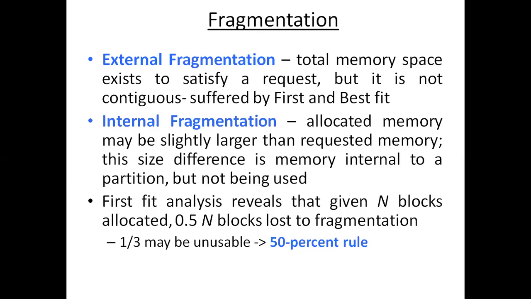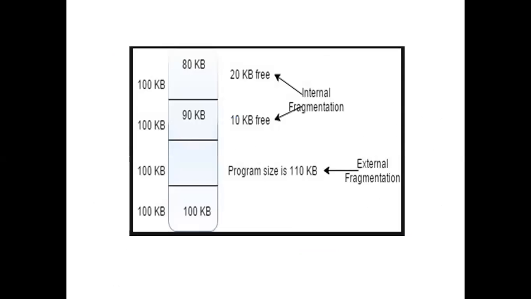This can be better understood with this example. If you can see, the size of each memory block is 100 kilobytes. Let's say this is a process which is occupying only 80 kilobytes of memory. So what is the free space over here? 20 kilobytes. And the second, you have a 90 kilobyte process, so the free space is 10 kilobytes. So internally, there is a 20 kilobyte free hole here and a 10 kilobyte hole here, right? That I call internal fragmentation.